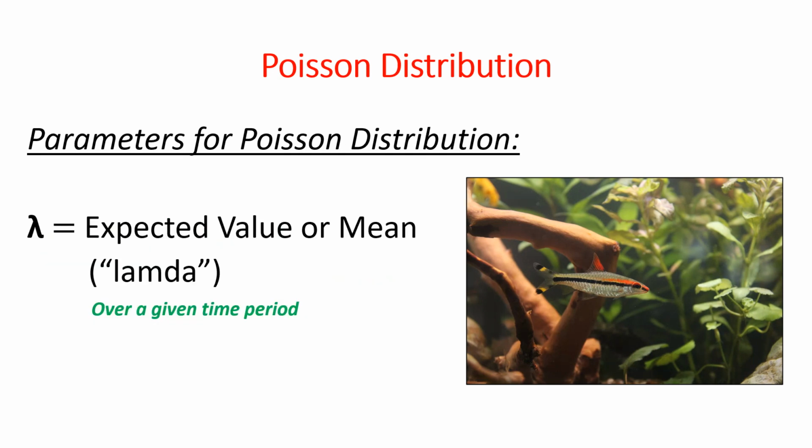And there's one parameter you need to be mindful of for the Poisson distribution, and it's this parameter called lambda. It's an expected value or mean or average, but it's unique because it's over a given time period. It's that idea of on average 2.6 earthquakes per year.